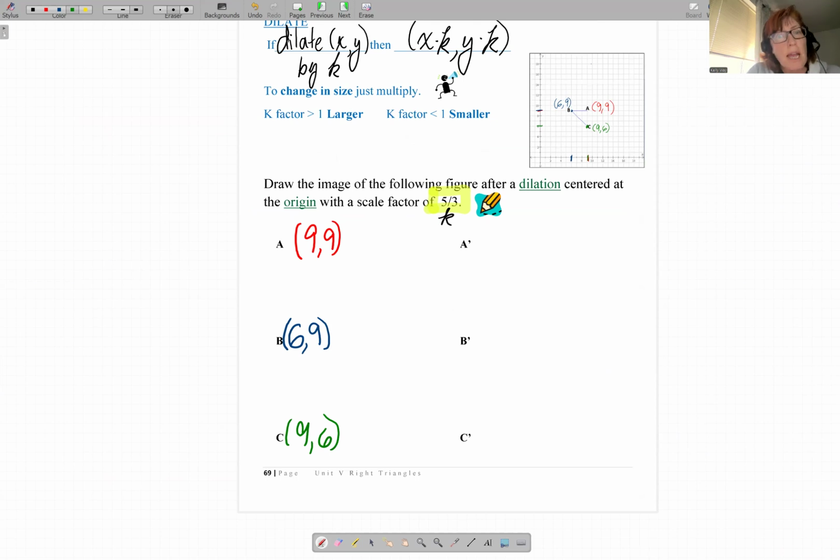So to change in size, just multiply. We are going to dilate by a factor of 5/3. Now, right off the bat, 5/3 is larger than 1 because 3 goes into 5 one time with 2 left over. So that scale factor is actually 1 and 2/3. So it's larger than 1, so we know we're going to enlarge this. To multiply, I'm just going to split these apart so it's easy to multiply. Split them apart, and we're going to multiply everything by a scale factor of 5/3.